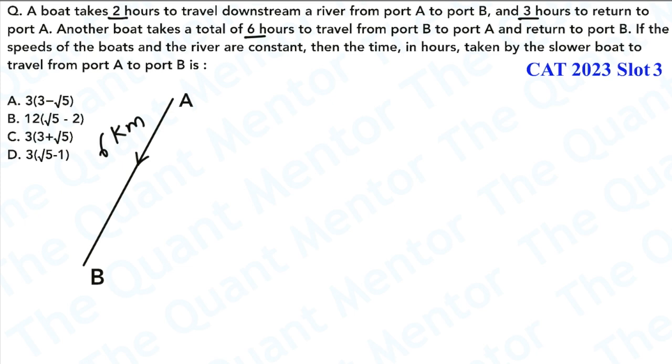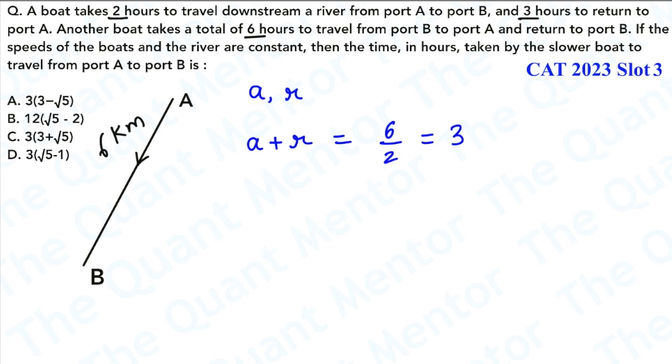I'm assuming the speed of the first boat as, let's say, A and the speed of the river as, let's say, R. Both are in kilometers per hour. As per the first condition, the first boat takes 2 hours to travel downstream. So we know that whenever a boat travels downstream, the speeds of the boat and the river get added. So the speed will be A plus R, and speed is distance upon time. So 6 kilometers distance, 2 hours time, 6 upon 2, that will be equal to 3. So from the downstream journey, we get the equation A plus R is equal to 3.